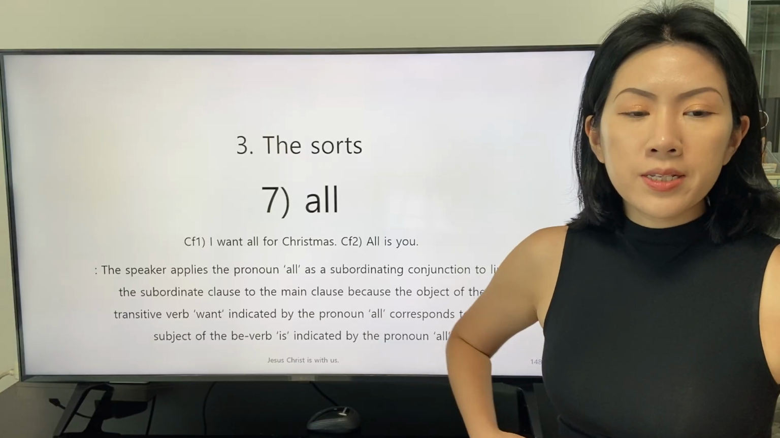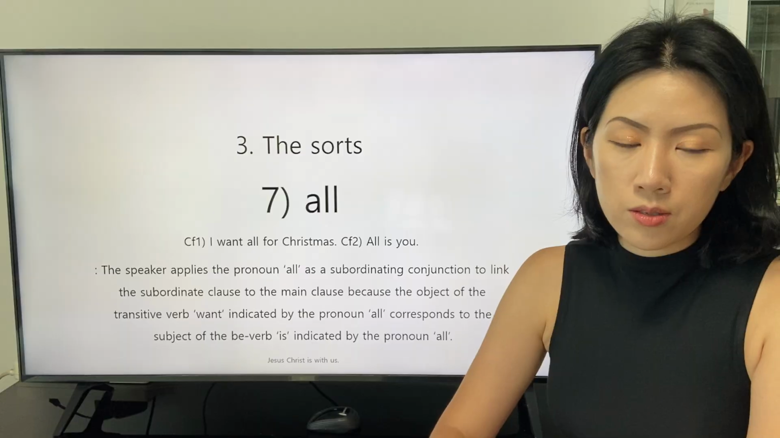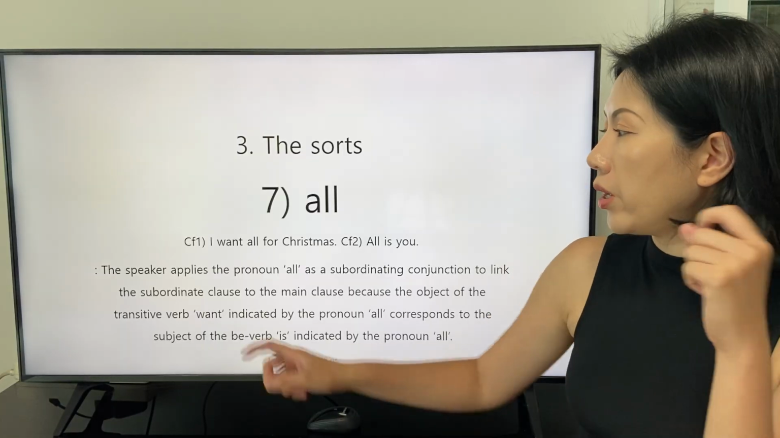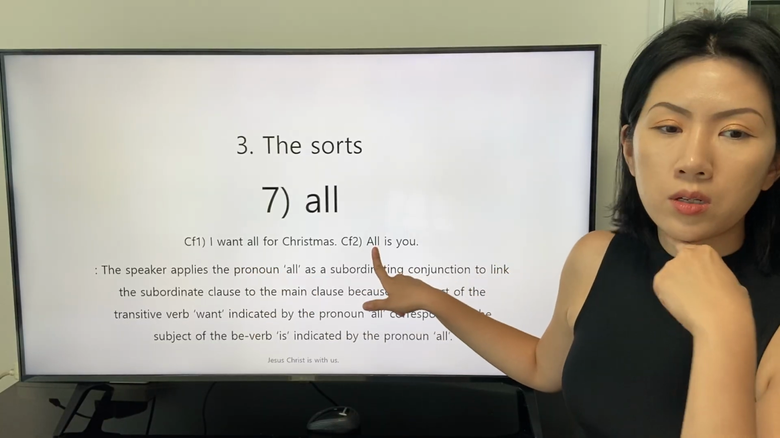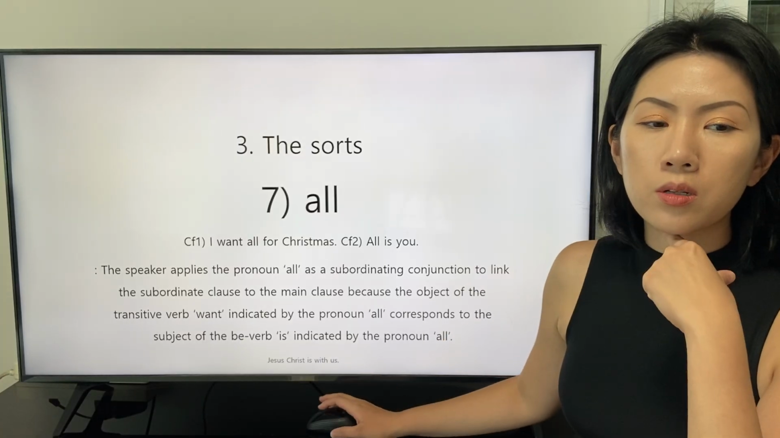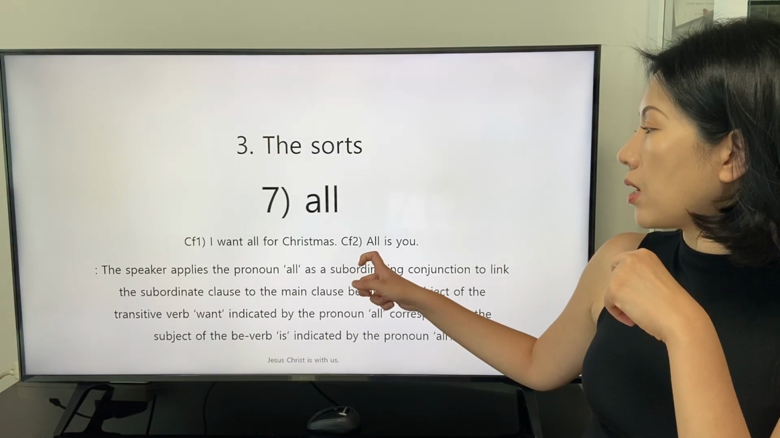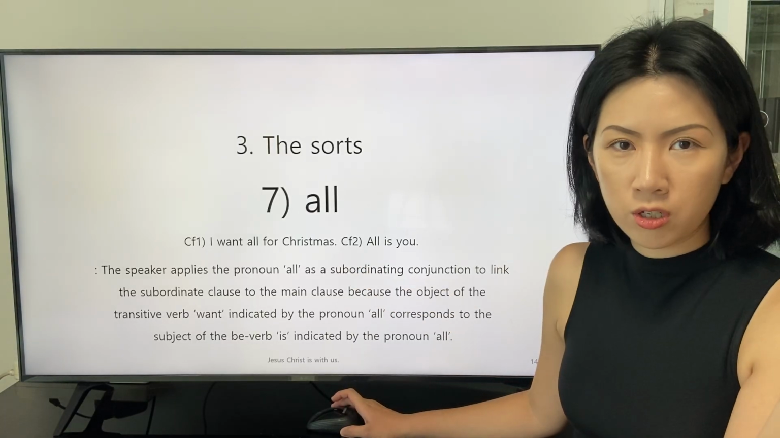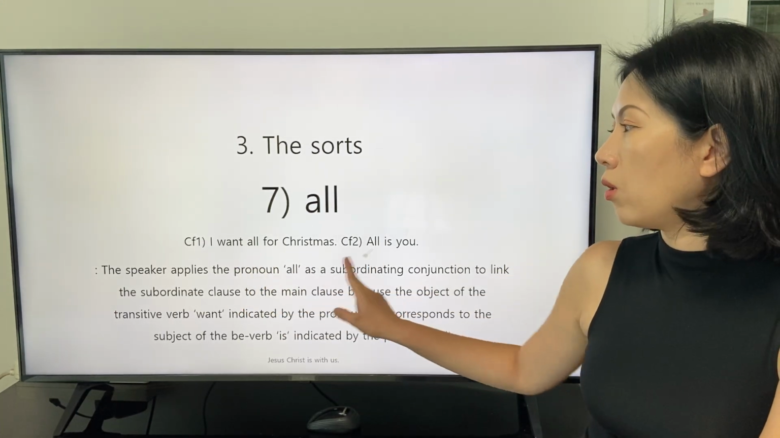The speaker applies the pronoun all as a subordinating conjunction to link the subordinate clause to the main clause because the object of the transitive verb want, indicated by the pronoun all, corresponds to the subject of the be verb is, indicated by the pronoun all. This is about how the speaker found the shared indication of the pronouns all and all.